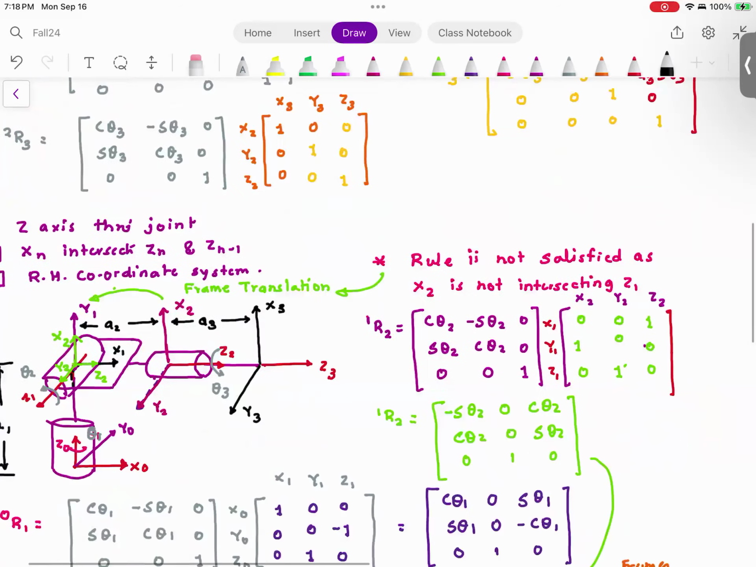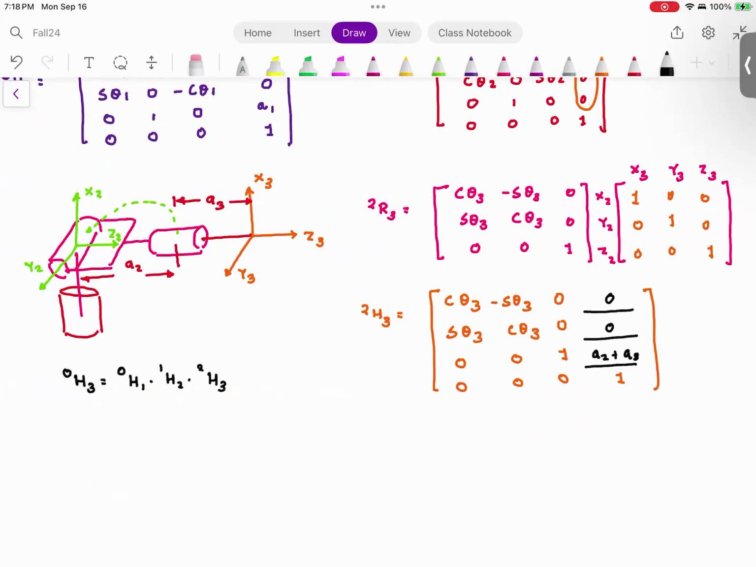Here, if you look at the way the problem is set up, the distance between the frame 3, which is x3, y3, z3, and x2, y2, z2 is only offset by z2. There is no offset in x. There is no offset in y. The only offset is in z. And please note, no matter whatever the angle of theta 3 is, the distance between these two will always be in z2.